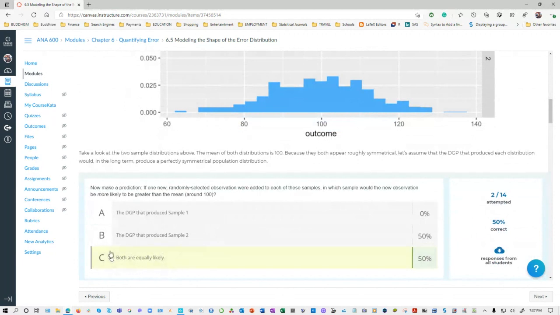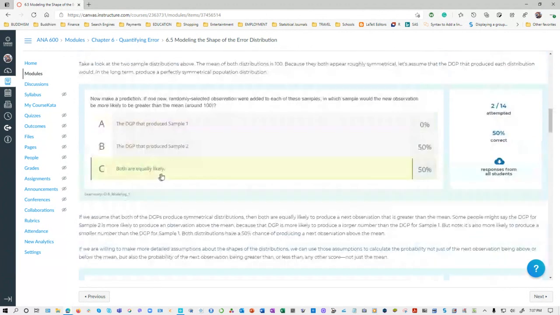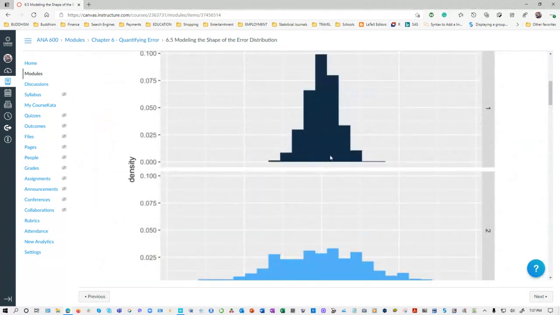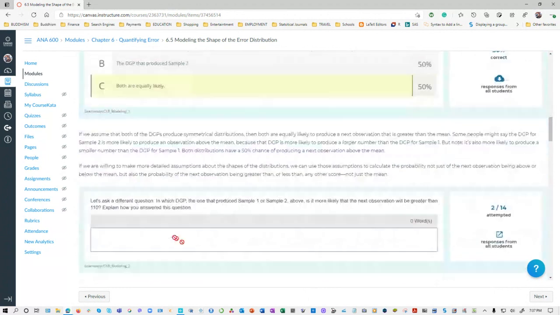Both are equally likely. If we assume that both of the DGPs produce a symmetrical distribution, then both are equally likely to produce a next observation that is greater than the mean. Both populations produce these kinds of distributions, so the next observation has an equally likely chance for both.